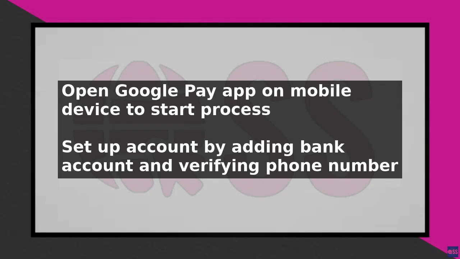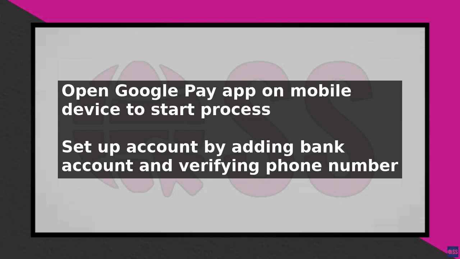To find your UPI ID in Google Pay, follow these steps. First, open the Google Pay app on your mobile device. If you have not already, set up your account by following the prompts to add a bank account and verify your phone number.